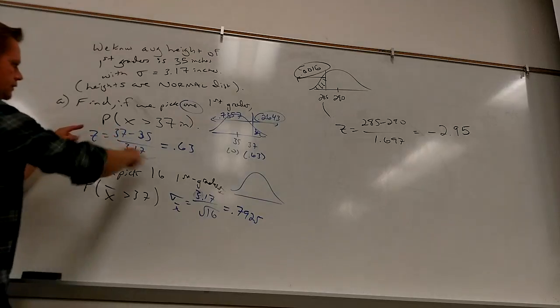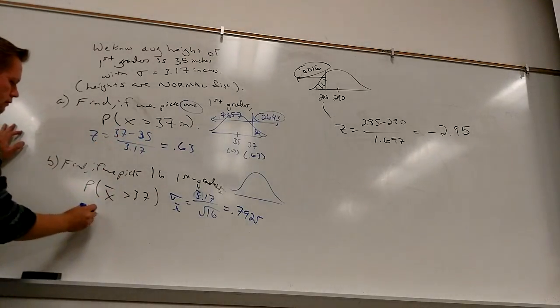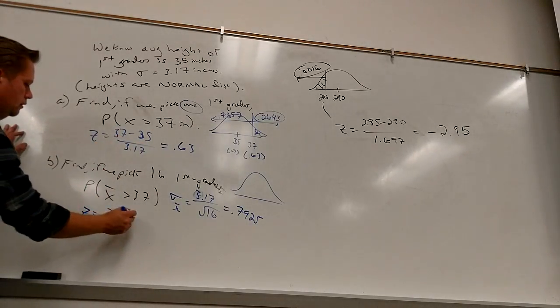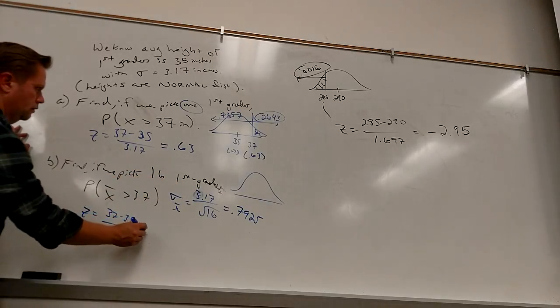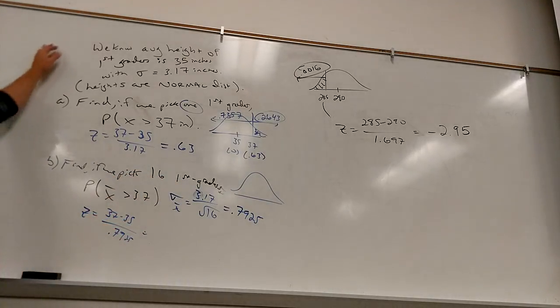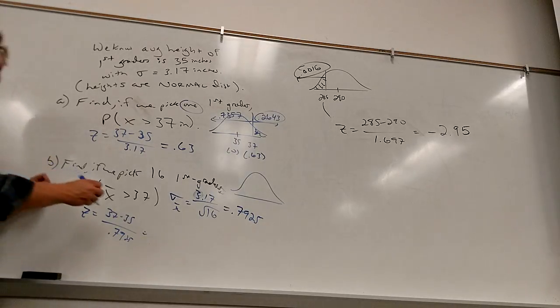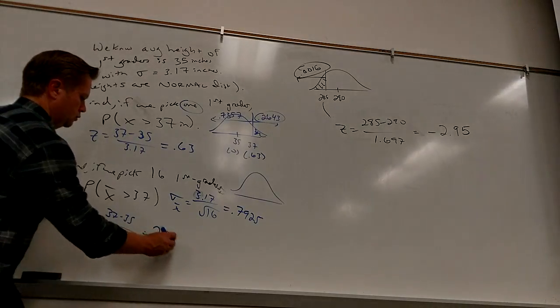So now I make the z-score the same way. It's just going to be divided by that. So that's going to be 2.52, I think. 2.52.